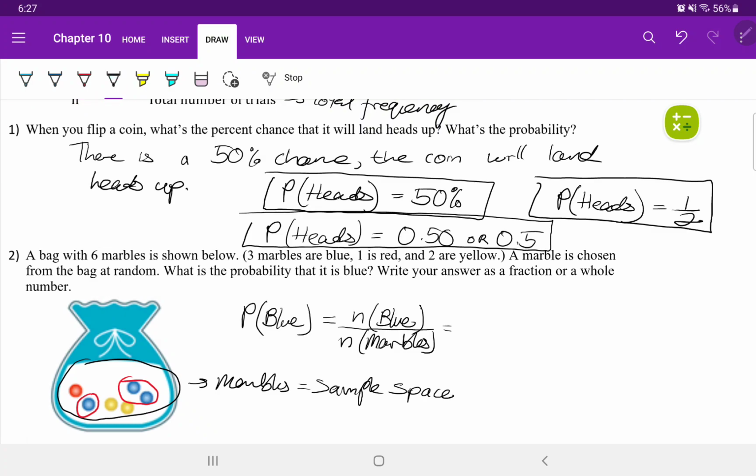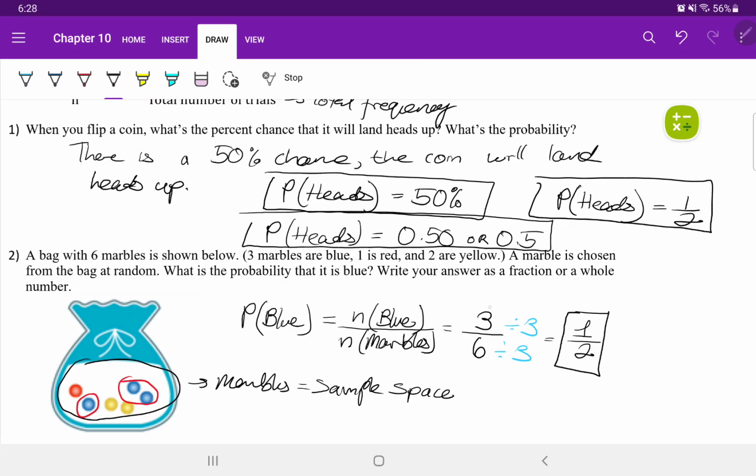Looking at the picture and also in the directions, there are 3 blue marbles in my bag out of 6 total marbles in my bag. So the probability of me having a blue marble is 3 out of 6. Remember, you must reduce this fraction after you find the probability. Both 3 and 6 are divisible by 3, so I'm dividing 3 from the top and 3 from the bottom. 3 divided by 3 is 1. 6 divided by 3 is 2, which is 1/2.